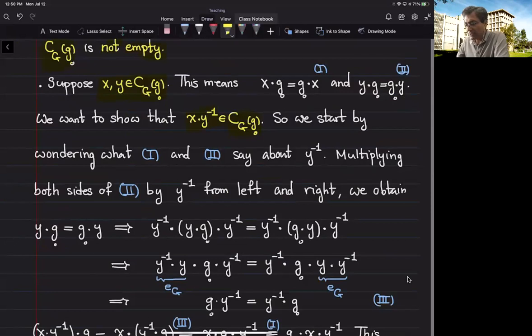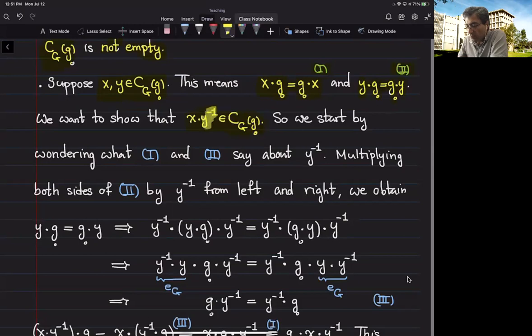X is in the centralizer precisely when it commutes with G0, which means x times G0 is supposed to be the same as G0 times x. Similarly, y being in the centralizer of G0 means y dot G0 is equal to G0 dot y. Okay. I have to use these 1 and 2 to deduce this equality.